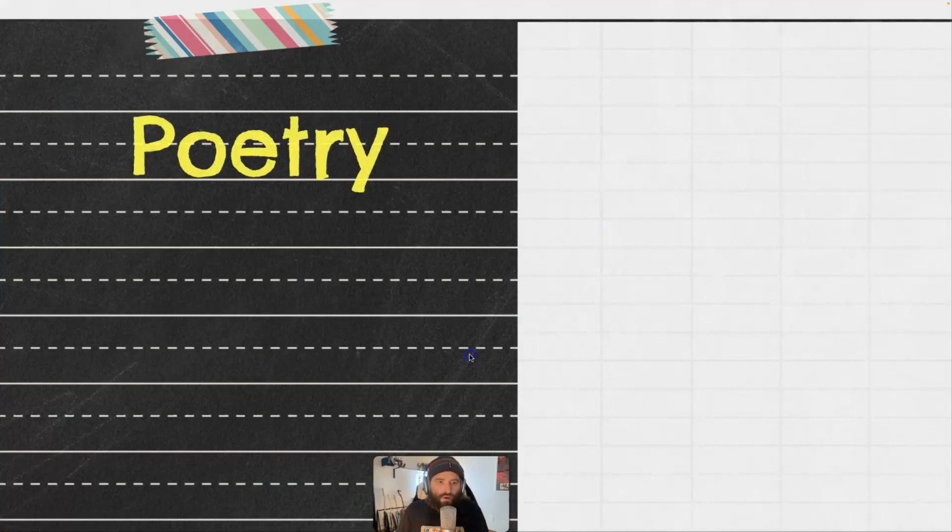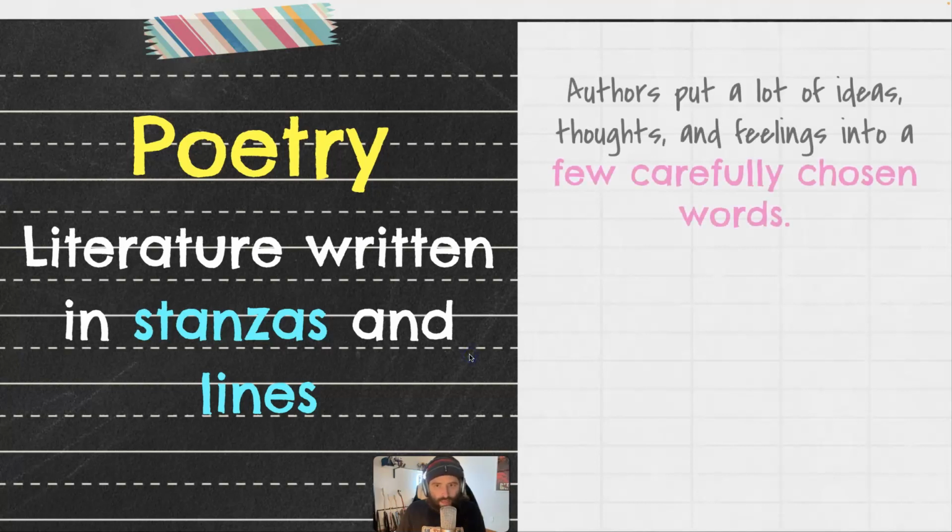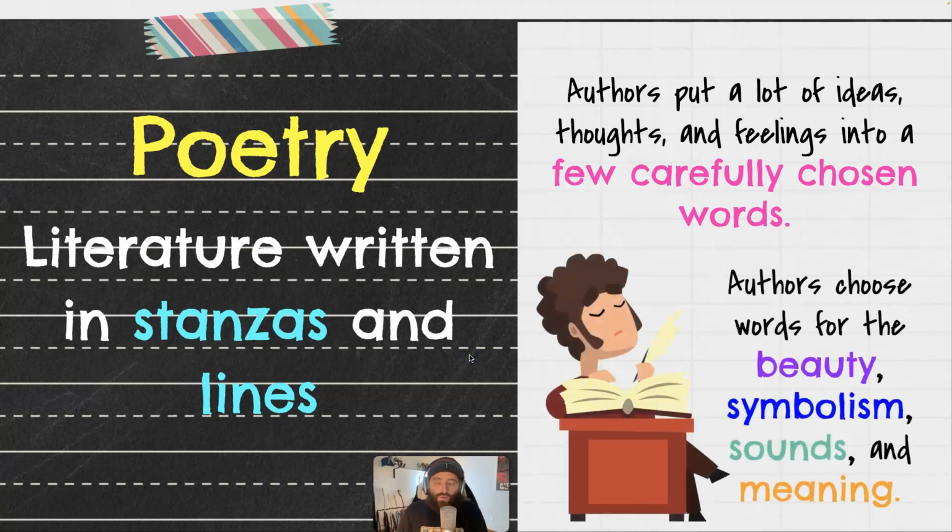So what is poetry? Poetry is literature written in stanzas and lines. And we're going to talk about stanzas and lines as we move through this poem. Authors put a lot of ideas, thoughts, and feelings into a few carefully chosen words. Authors choose words for the beauty, symbolism, sounds, and meaning.